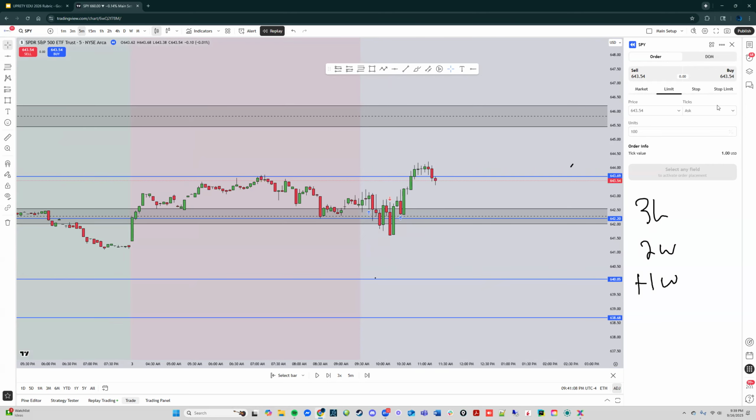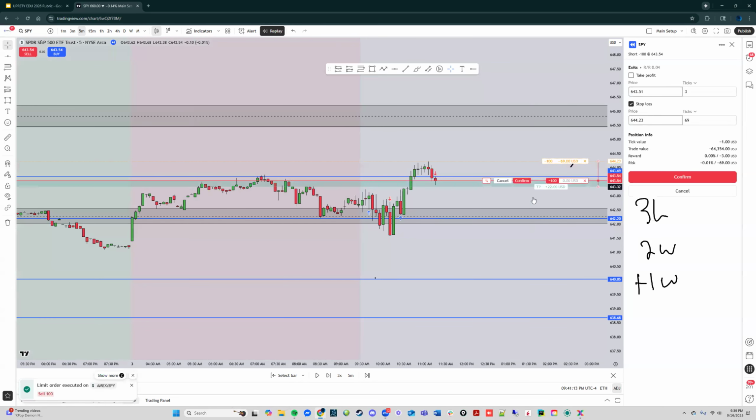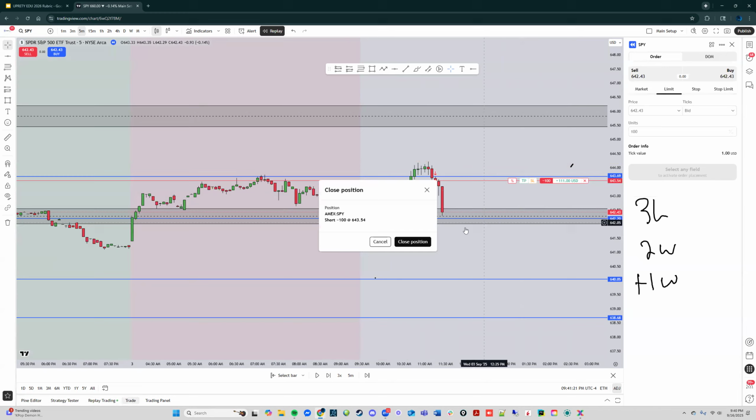Sell. Okay. Somebody said sell. Once again, stop's going to be at high of day. Take profit is going to be inside of the zone. Okay. Good play, David.